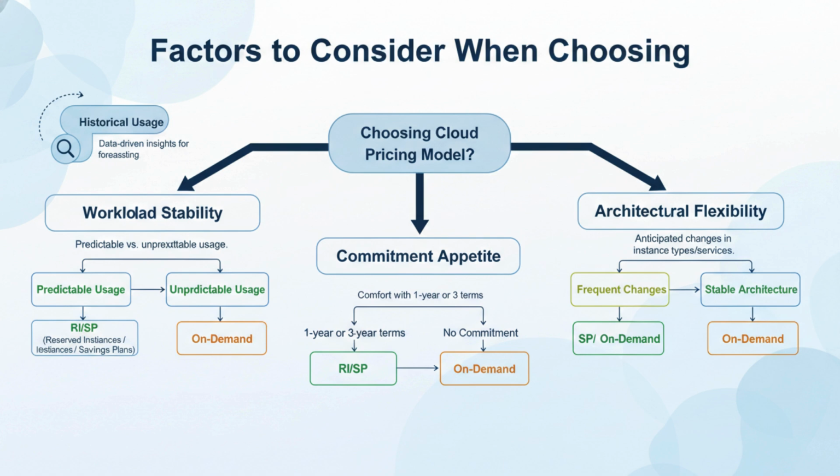Second, evaluate your commitment appetite. Are you comfortable locking into a 1-year or 3-year term, or do you need maximum agility? Third, think about your architectural flexibility. Do you anticipate frequent changes to instance types, operating systems, or even shifting workloads between different compute services? Lastly, analyze your existing cloud spend and historical usage patterns. Data-driven insights are crucial for accurately forecasting future needs and optimizing your pricing strategy.